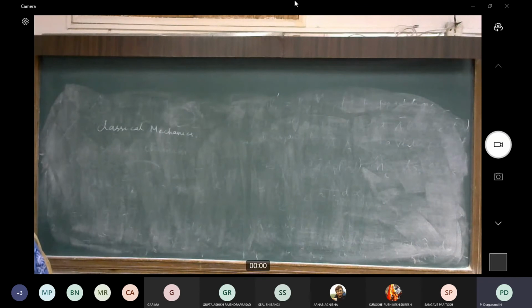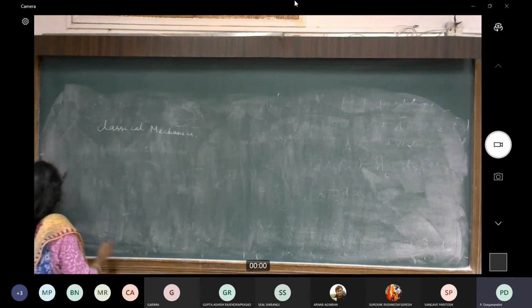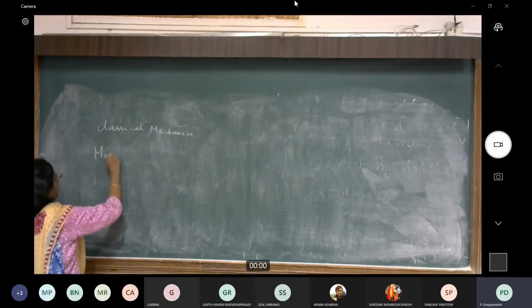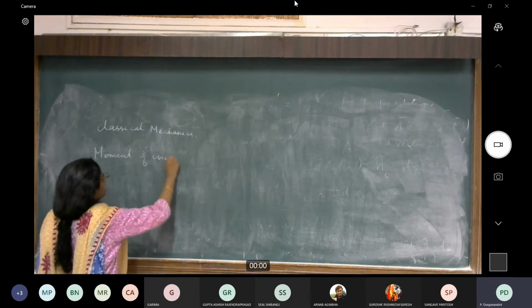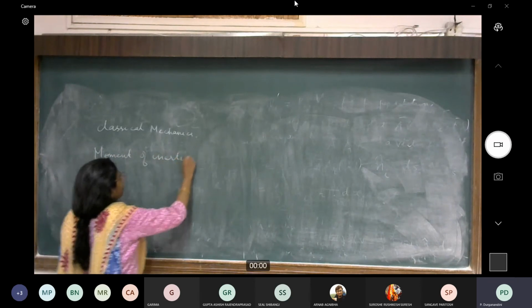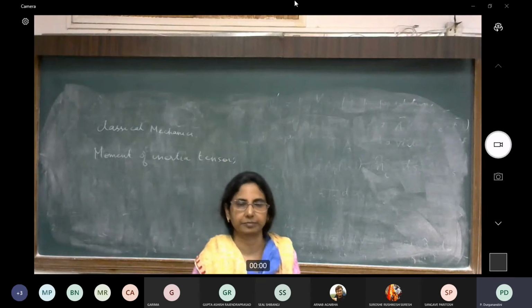So let me first, maybe I'll start with the other example first, and then I'll come back to the classical mechanics. So in classical mechanics, I would say the paradigmatic example of using tensors is what is known as the moment of inertia tensor. How many of you are familiar with this tensor, the moment of inertia tensor? Have you studied this in classical mechanics already?